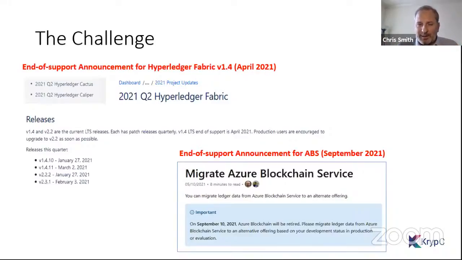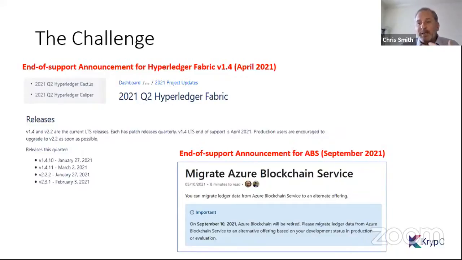All right, so the question is, what is the need for all this? So why are we talking about this today? There have been two major announcements in the last few months that are relevant to this topic. First, Hyperledger Fabric announced the end of support for version 1.4 as of April 2021. And second, Microsoft announced that they were deprecating their Azure blockchain services as of September 2021. So if you want to take advantage of the additional features of Hyperledger 2.2, you'll need to go through the upgrade process. And if you are using ABS, you may need a new technology partner to guide you through the process.